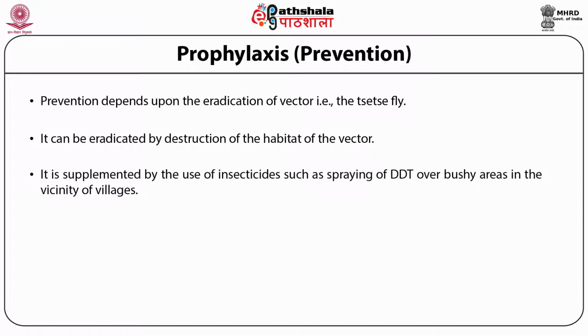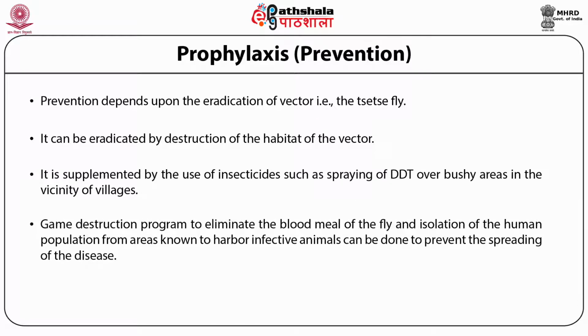It is supplemented by the use of insecticides such as spraying of DDT over bushy areas in the vicinity of villages. A game destruction program to eliminate the blood meal of the fly, and isolation of the human population from areas known to harbor infective animals, can be done to prevent the spreading of the disease. This is much more important in the case of Gambian disease. Pentamidine is effective against Gambian disease. A single intramuscular injection of 4 mg per kg will provide a preventive effect for at least 6 months.